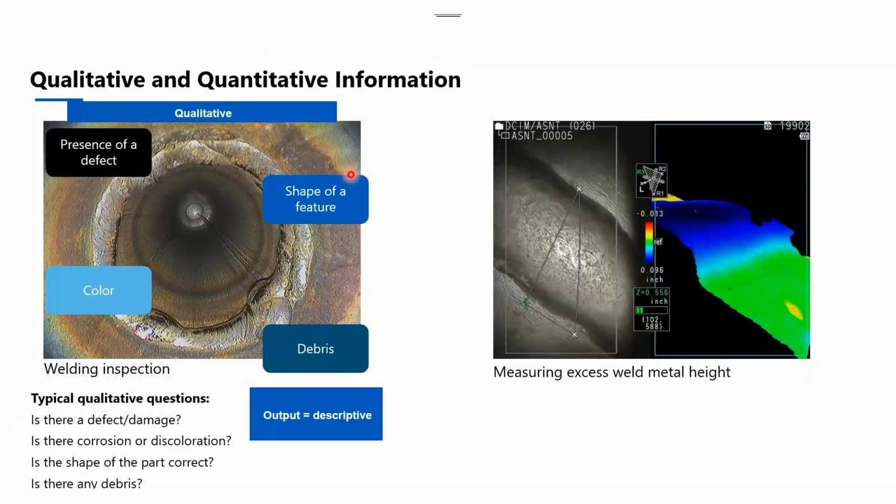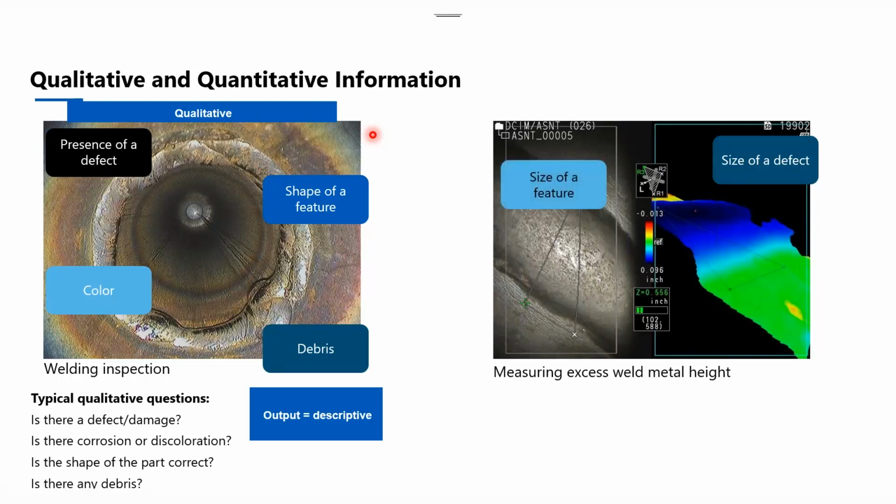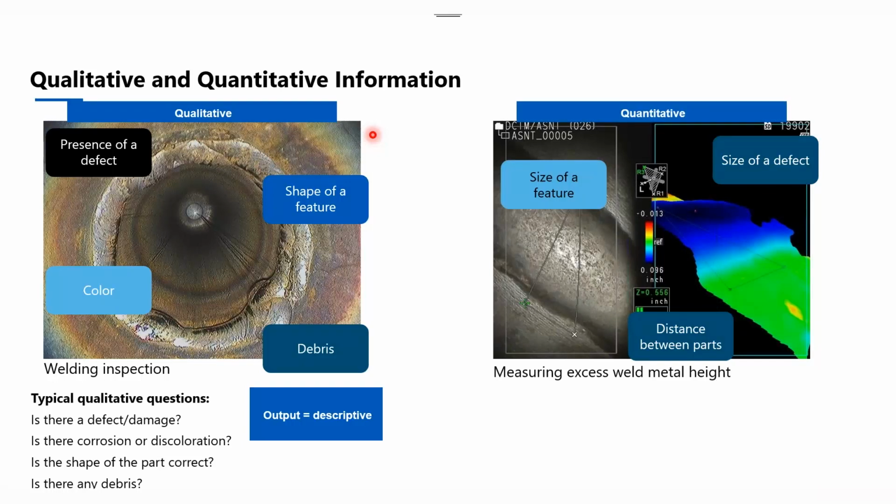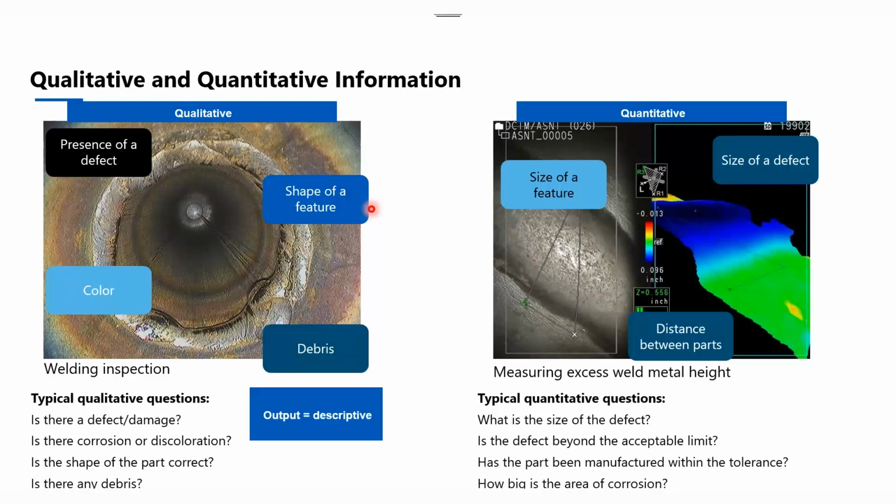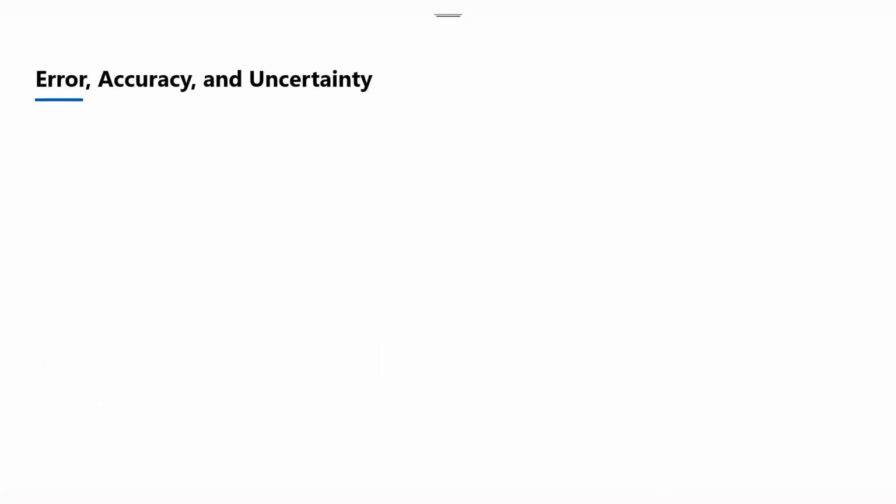Now when we move towards measurement, and in this example here, we are measuring the excess weld metal height on a weld, you're talking about numbers, sizing a defect, sizing a feature, distance between parts, and so on. And this information is quantitative. Big difference there, because the output that we have is not a description, but a number. And when there are numbers involved, we have to talk about error, accuracy, and uncertainty.